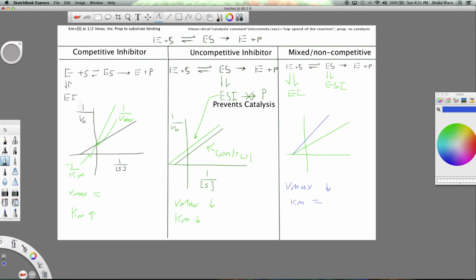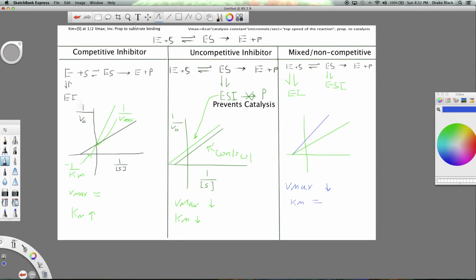Couple other things to note. So binding of a substrate is inversely proportional to the Km value, and the binding of the substrate is proportional to the Vmax. So in other words, if the Km value is high, then the binding affinity is going to be really low, and inversely, if the Km is low, then the binding affinity is really high. The binding of the substrate is also proportional to the Vmax, so that means high Vmax, high binding affinity, low Vmax, low binding affinity.